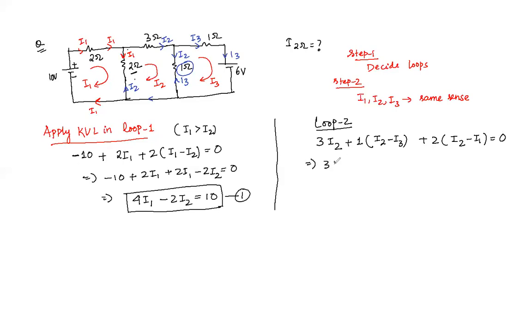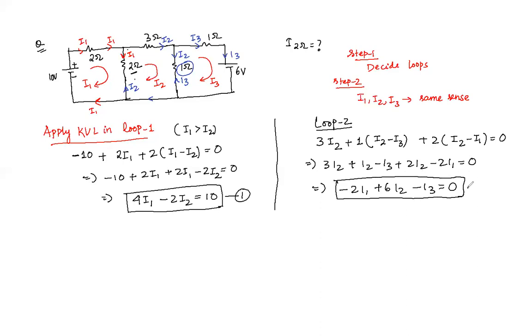So here we are going to get 3I2 plus I2 minus I3 plus 2I2 minus 2I1 equal to 0. Minus 2I1 plus 6I2 minus I3 equal to 0. So this one is my equation 2 that I got from loop 2. So I'm going to loop 3 now, and I'm going to apply my KVL in loop 3.